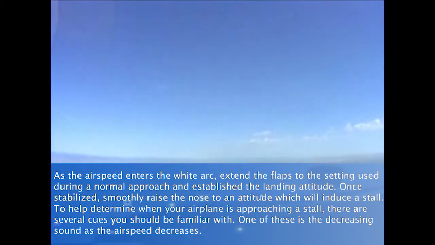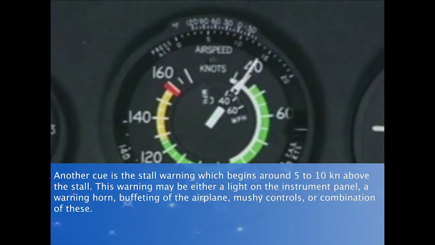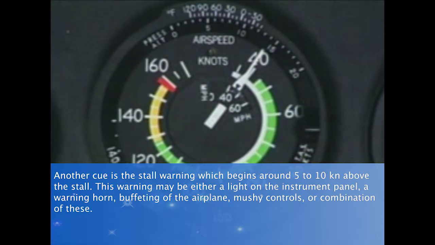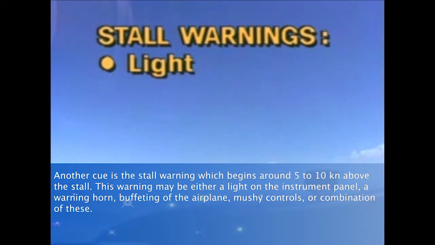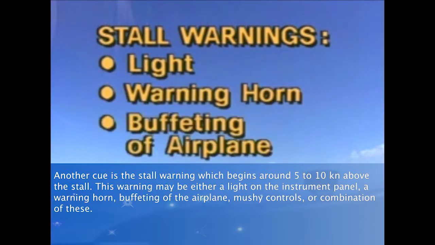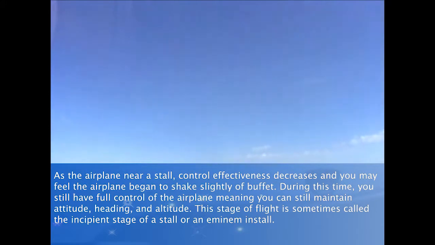To help determine when your airplane is approaching a stall, there are several cues you should be familiar with. One of these is the decreasing sound as the airspeed decreases. Another cue is the stall warning, which begins around 5 to 10 knots above the stall. This warning may be either a light on the instrument panel, a warning horn, buffeting of the airplane, mushy controls, or a combination of these. As the airplane nears a stall, control effectiveness decreases, and you may feel the airplane begin to shake slightly or buffet.